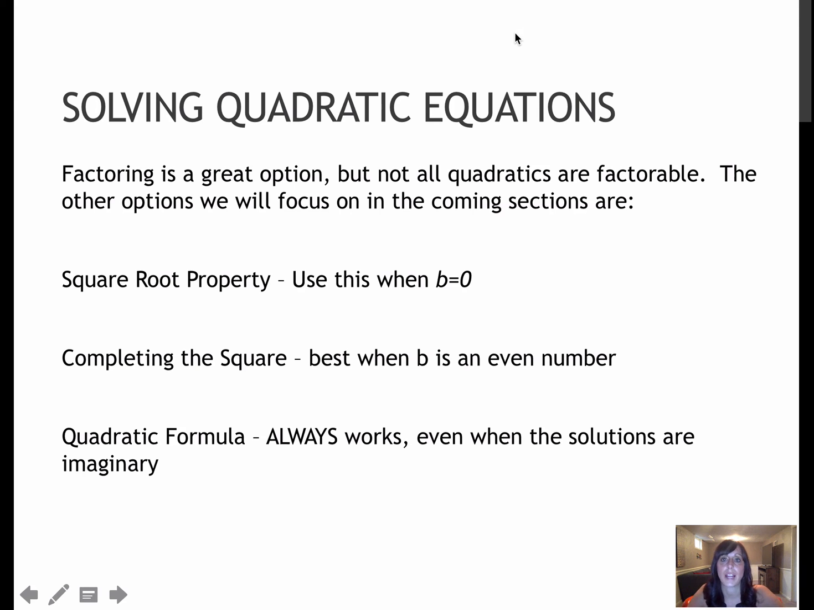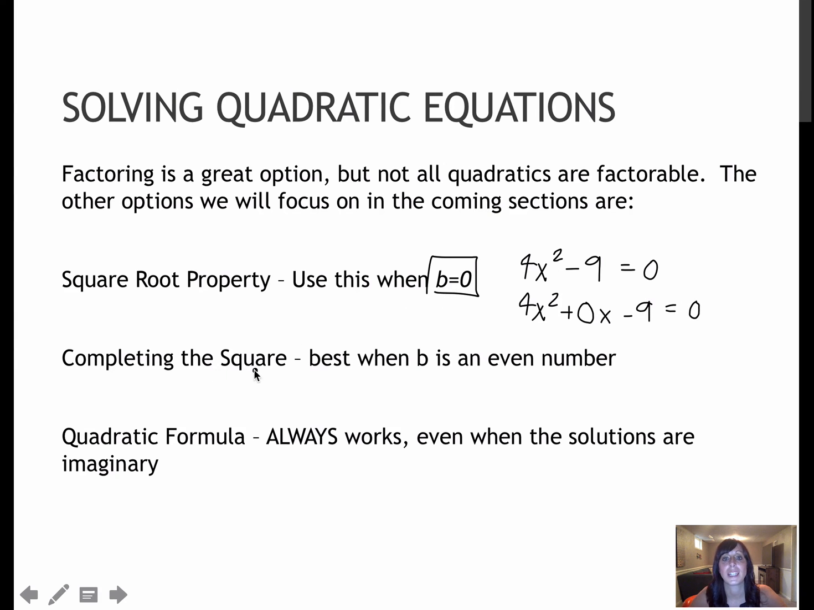So factoring is great, but not all quadratics are factorable. And in the next couple of sections, we're going to look at some different ways. And the different ways are using the square root property. And we're only going to use this when b equals 0. So what that means is only if I have something like 4x squared minus 9 equals 0. Notice there's no x in the middle. There's no plus or minus anything x in the middle. That's because b is 0. So we could say that's like 4x squared plus 0x minus 9 equals 0. So we'll talk about how to solve that.